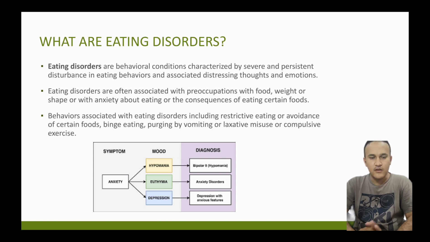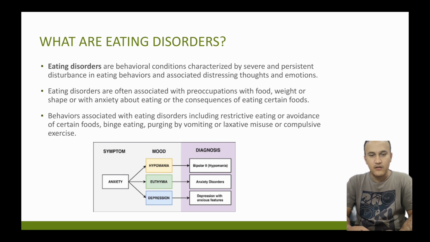What are eating disorders? Eating disorders are behavioral conditions characterized by persistent disturbance in eating behavior and associated distressing thoughts and emotions. They can be very serious conditions affecting physical, psychological, and social function. Types of eating disorders include anorexia nervosa, bulimia nervosa, binge eating disorder, avoidant restrictive food intake disorder, other specified feeding and eating disorder, pica, and rumination disorder.